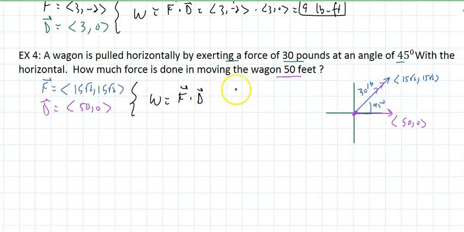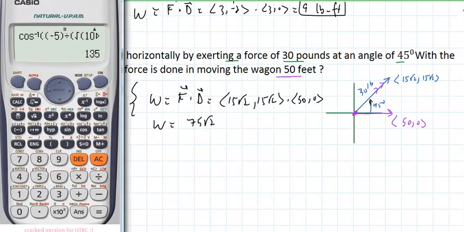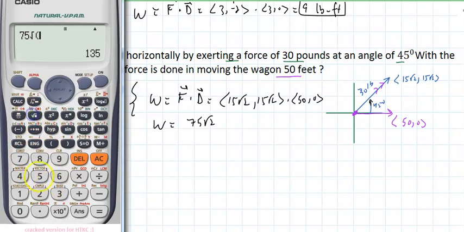If you could write them as a vector, that takes into account a lot of variation. Well, that is 15 radical 2 dotted with 50, 0. The work would be 50 times 15. That's 75 radical 2. You could throw that in a calculator if you wish and approximate it. But I'm just going to leave it like that.